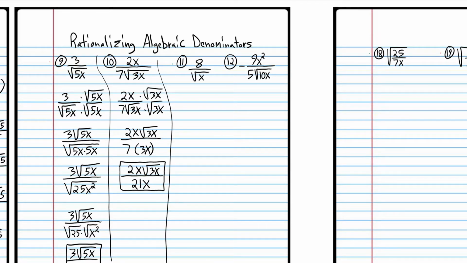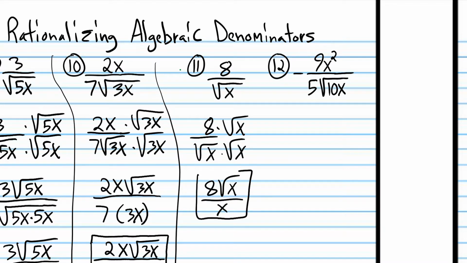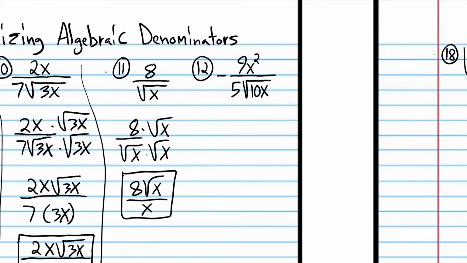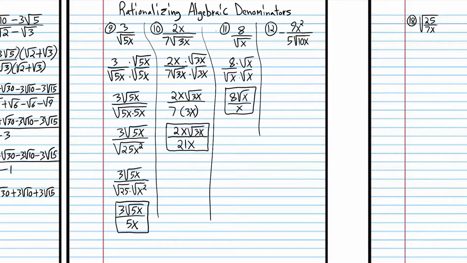All right, we're back. So we're going to rewrite. Multiply both sides by root x, and we have 8 root x over x, and that's it. Now again, you may have showed more steps than that, but you don't really need to at this point. So now go ahead and try number 12, and when you come back, we'll do it together.